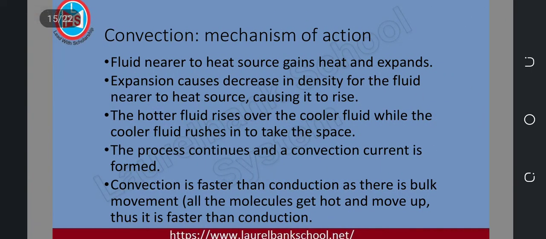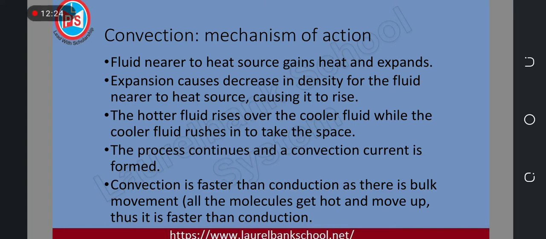Now we will discuss the mechanism of action of convection. The fluid that is nearer to the heat will gain more heat and start to expand, and due to expansion there is a decrease in the density of the liquid that is quite near to the heat source. So it will start to rise because it has less density, and the hotter liquid rises over the cooler one, and the cooler liquid rushes in to take the space.